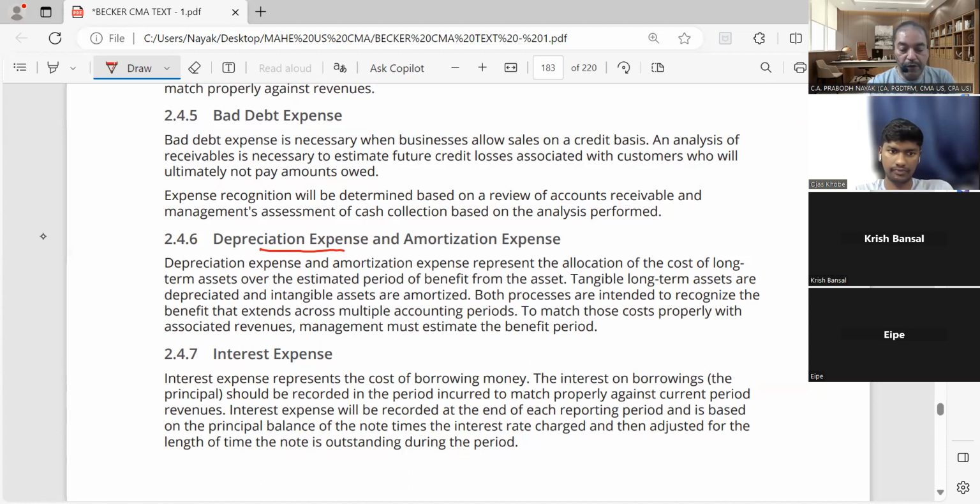Then we have interest expense that represents the cost of borrowing money. Interest on borrowings and the principal should be recorded in the period incurred to match properly against the current period revenues. Interest expense will be recorded at the end of each reporting period and is based on the principal balance of the note times the interest rate charged, and then adjusted for the length of time the note is outstanding during the period. So you will first be calculating the amount of the principal value. Present value of all the future cash flows that will be discounted will give the principal value. And then every year you will be charging the interest on the basis of the outstanding amount.